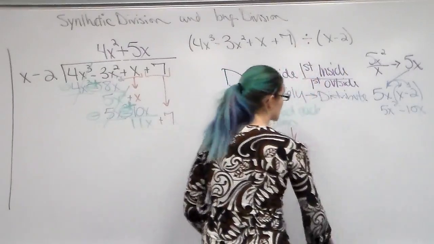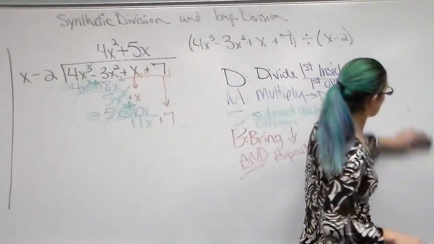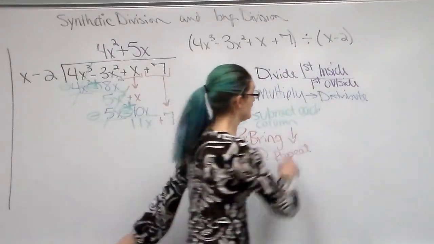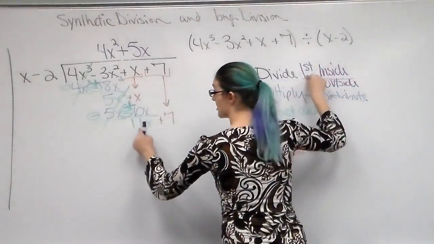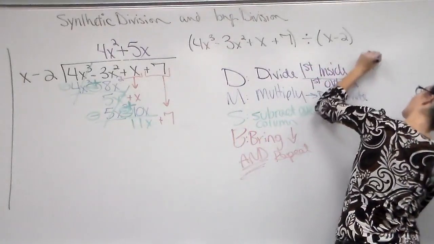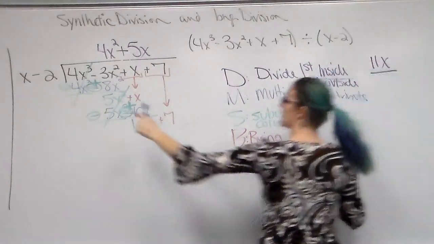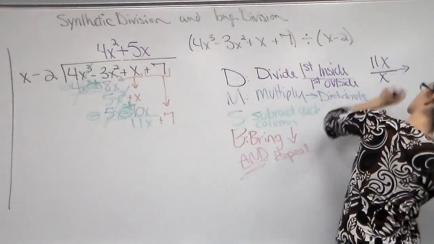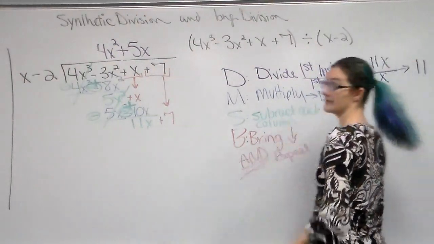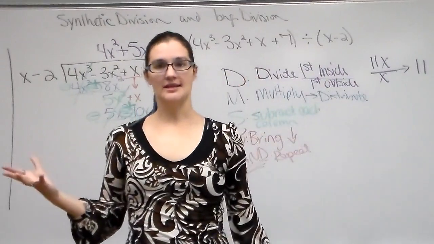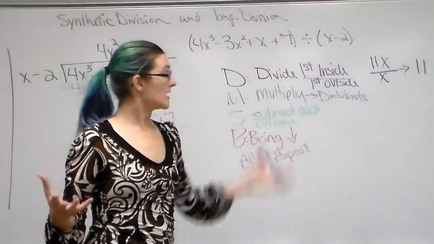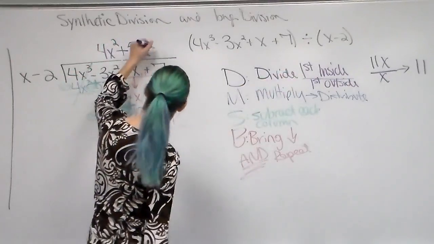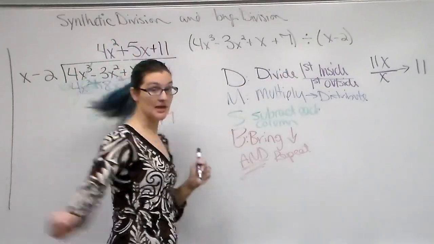Okay, so we're repeating, so I'm going to erase my steps. If I was on paper, I wouldn't, but I only have so much room on the board. First inside, that's the very bottom one. 11x divided by first outside, x. 11x divided by x is 11. Can't talk and write at the same time. That is a positive, so it's going to go up top. Positive 11.